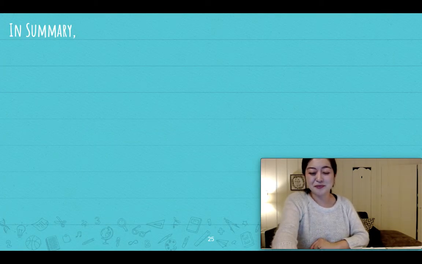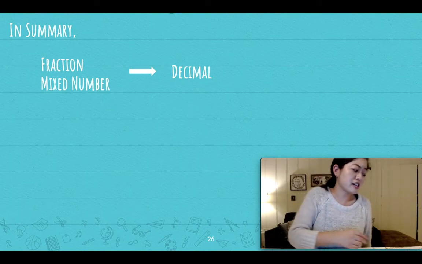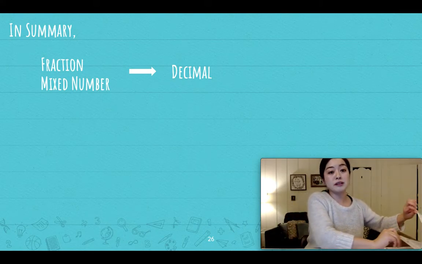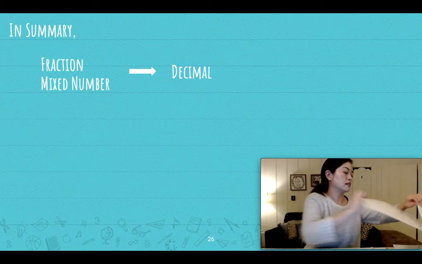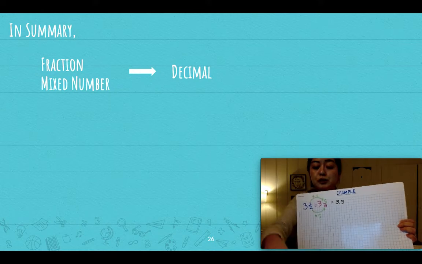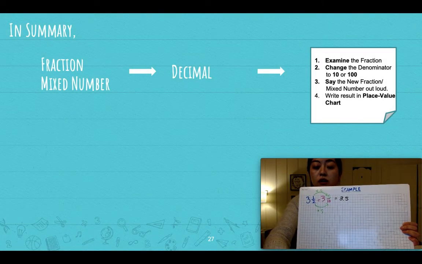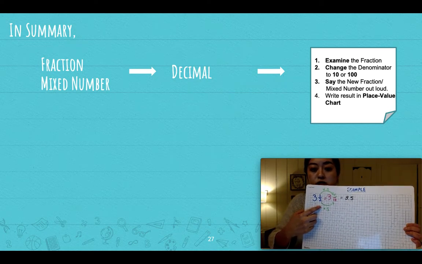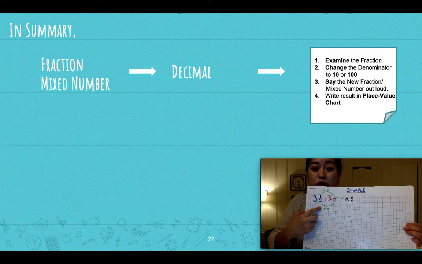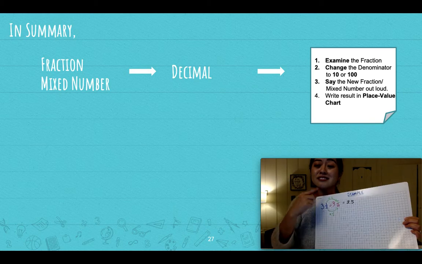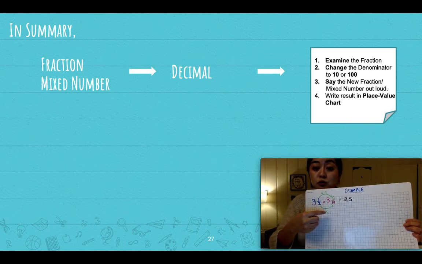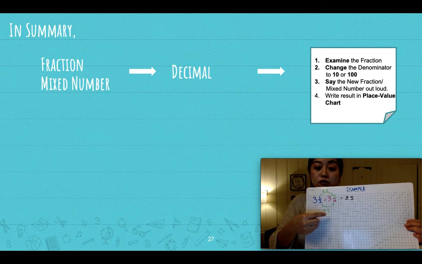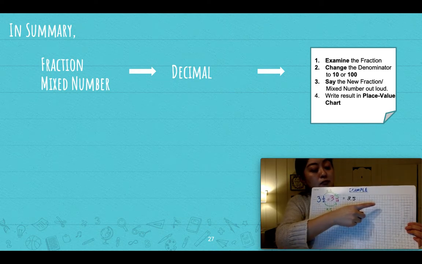In summary, when you want to change a fraction or a mixed number into a decimal, kind of like what we did over here, what should we do? Well, number one, you're going to examine just the fraction part if it's a mixed number, or just the fraction if it's a fraction. Then you're going to find an equivalent fraction where the denominator is 10 or 100. I would recommend then saying out loud your new equivalent fraction, and then write the result on a place value chart to find the decimal.